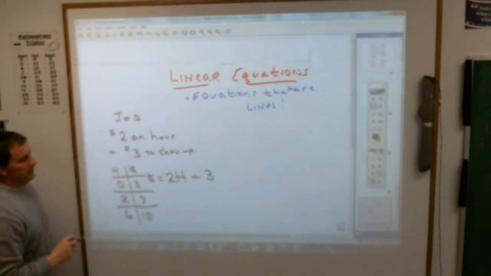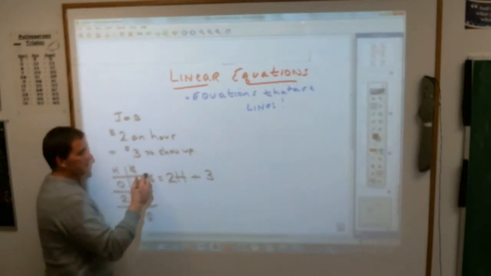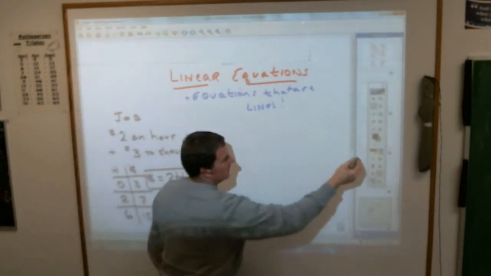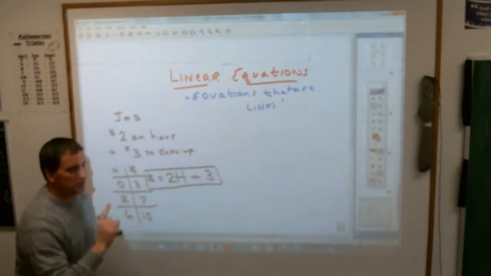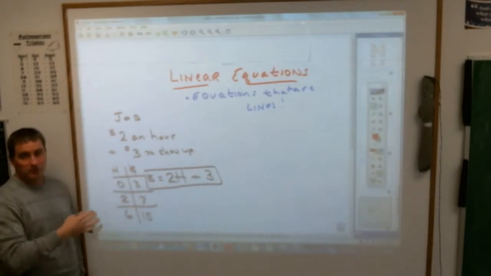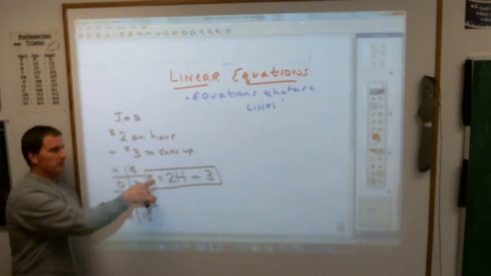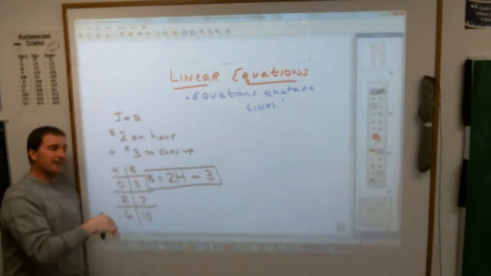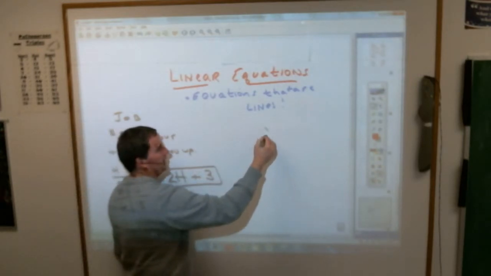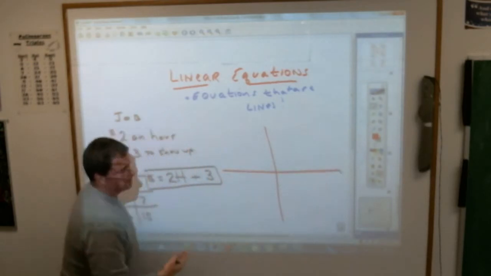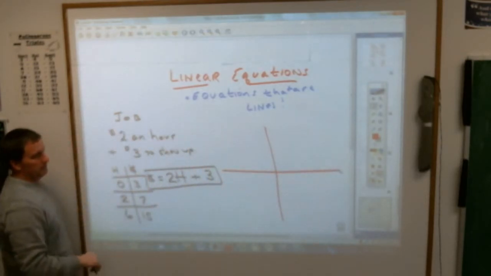Now the reason this is a linear equation is because there is no one specific answer to it, because it depends on how many hours you work. There are multiple answers to this based on how long you work. So the way we show that is we make a line graph of it. Or we just graph the line.